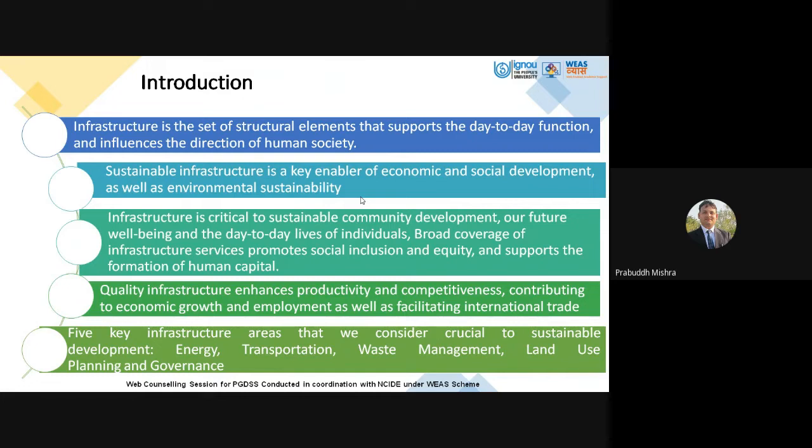If I define infrastructure, it can be said that it's a structural element that supports the day-to-day function and influences the direction of human society. And the direction in which we move is somewhere governed by the way we build our infrastructure. For example, today the whole world is in energy crisis. Petroleum and non-renewable resources are getting extinct, or their availability is reducing day by day. Now we are moving more towards renewable energy sources. Solar energy is one part where government and different agencies are focusing in a very extensive manner, right? Now see, the solar panels through which we process solar energy, what is going to happen after 20 years down the line?